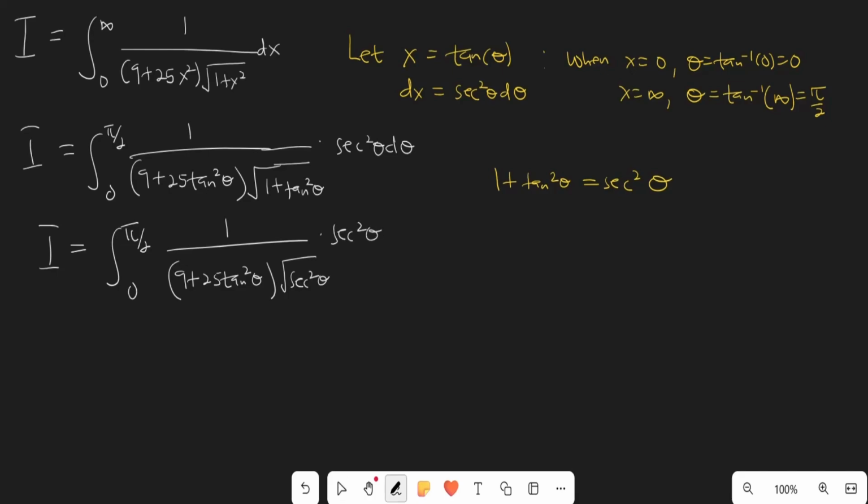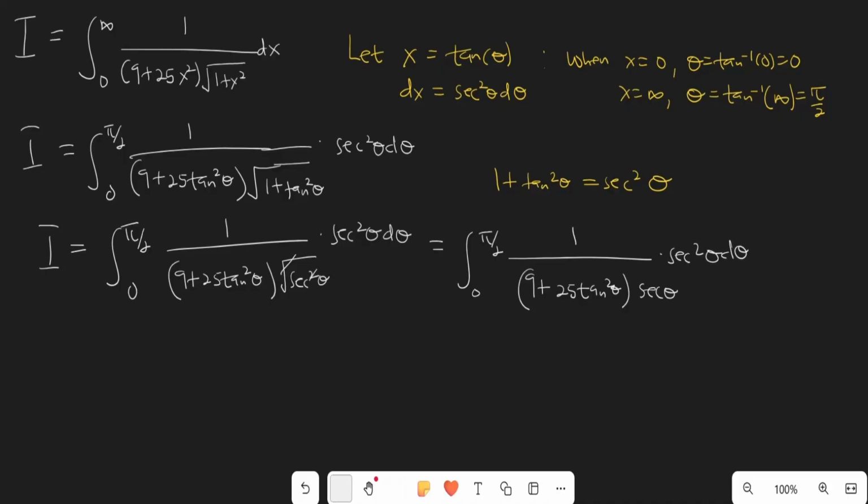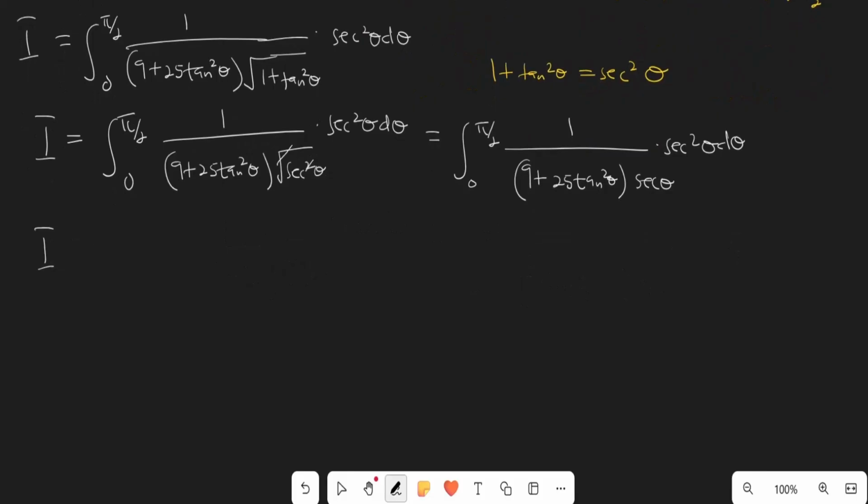times secant square of theta d theta, which is equal to the integral from 0 to pi over 2 of 1 all over 9 plus 25 tangent square of theta. This one in a square root, the square will cancel the square root, leaving secant of theta times secant square of theta d theta. And we have I equal to the integral from 0 to pi over 2 of this secant will cancel one of the secants on top here, leaving one secant of theta on top, divided by 9 plus 25 tan square of theta, d theta here.